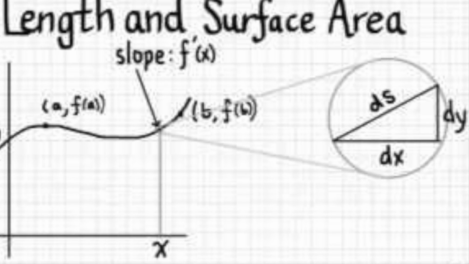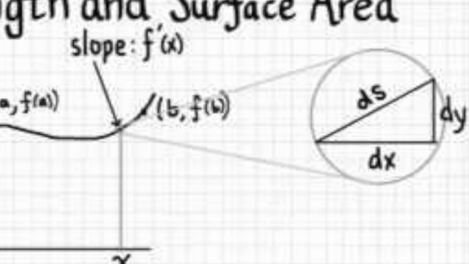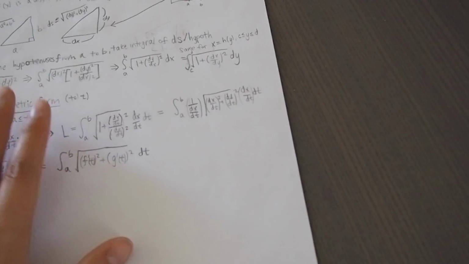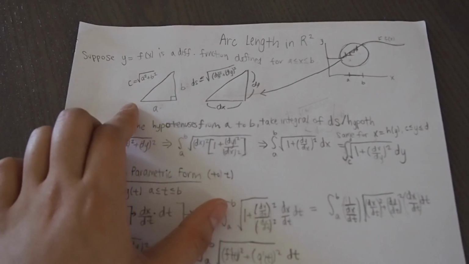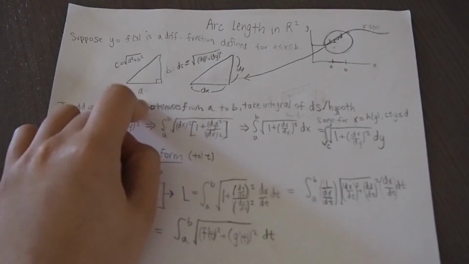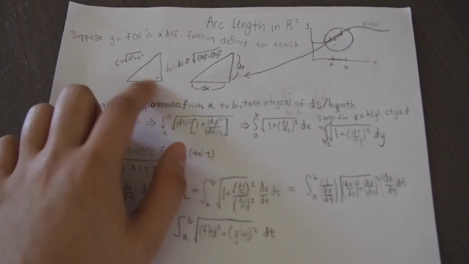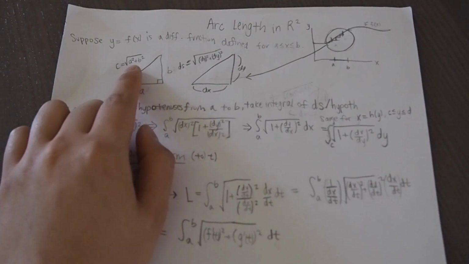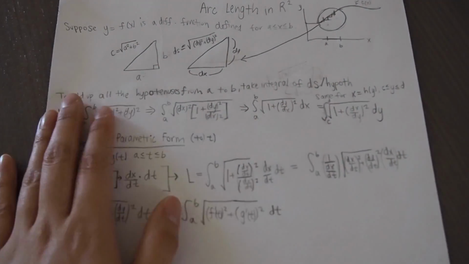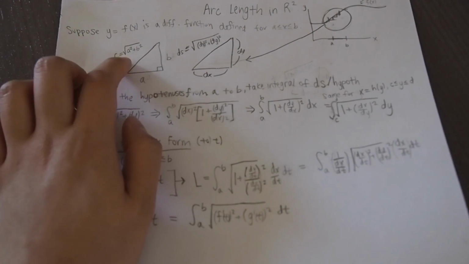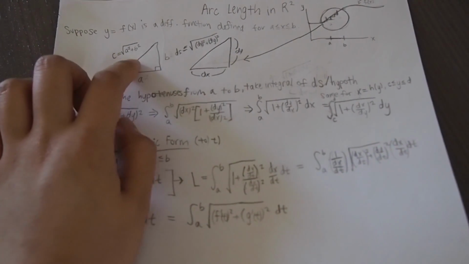In order to find the length of a very small portion of the curve, it's like using the Pythagorean theorem with a right angle triangle. You know that a squared plus b squared equals c squared, so in order to get c, you have to take the square root of a squared plus b squared.